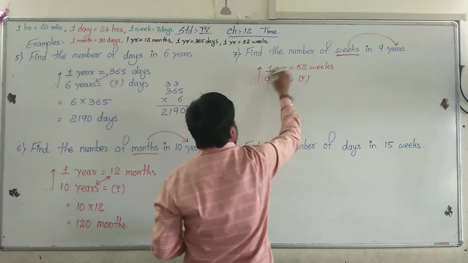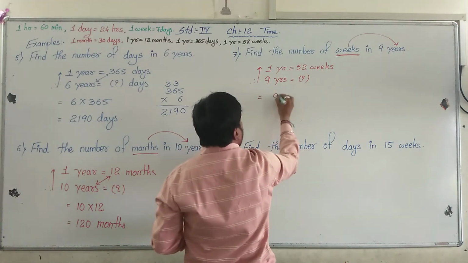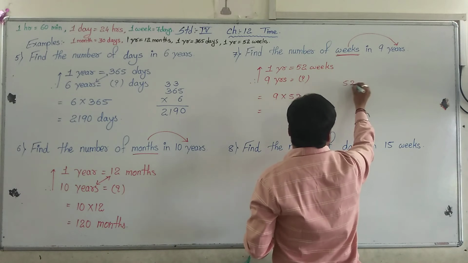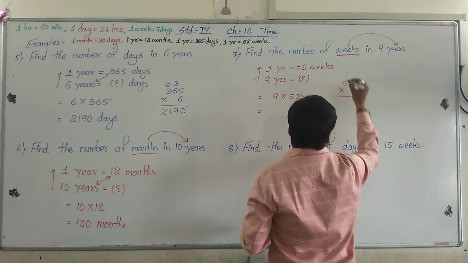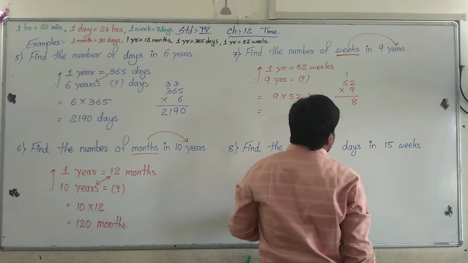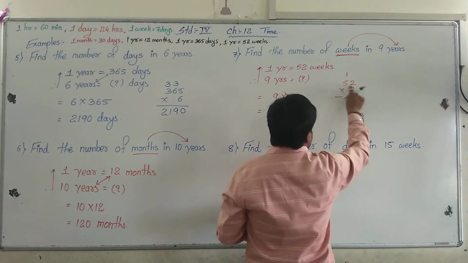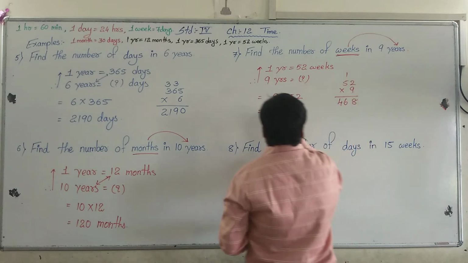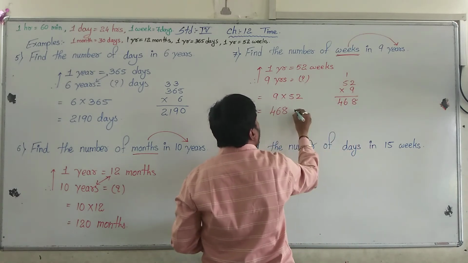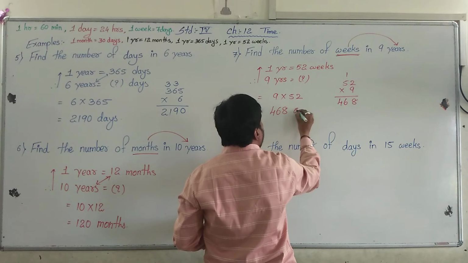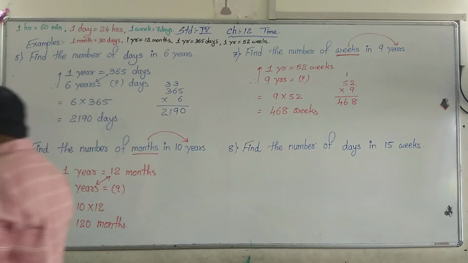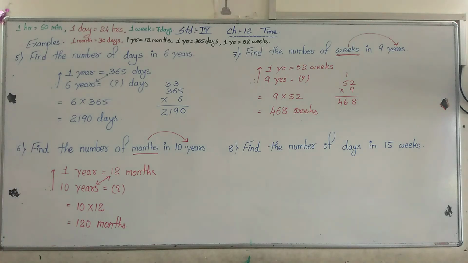So again you can see the number of years increases. That is 9 multiplied by 52. 52 multiplied by 9. 9 2s are 18. 9 5s are 45 plus 1, 46. That's 468 weeks. So in 9 years there will be 468 weeks. Are you getting my points?